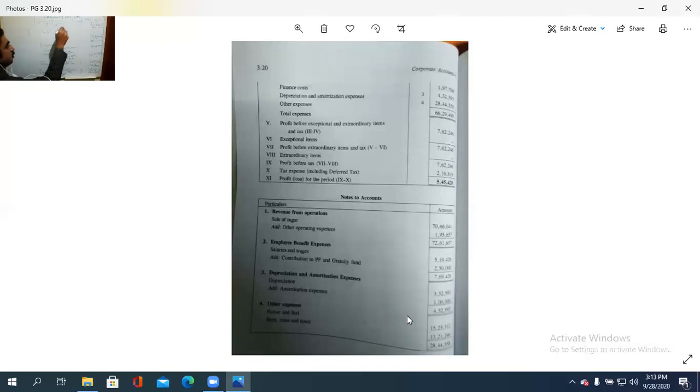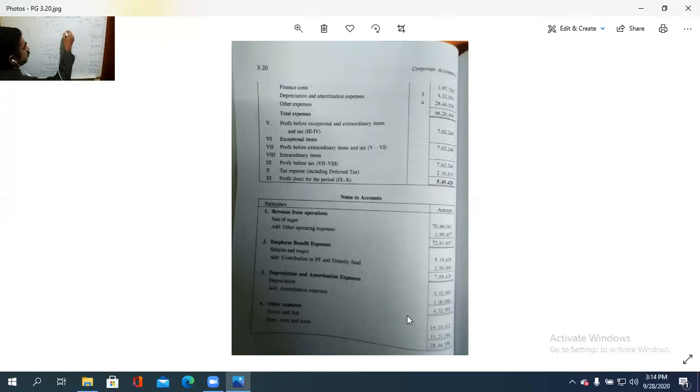Profit before what all things are there? Exceptional and extraordinary items and tax. Exceptional items are there, that is to be deducted. Extraordinary items are there, that also is to be deducted, and the tax also is there, that also is to be deducted. So profit before exceptional and extraordinary items and tax is 73,91,745 minus 66,29,499. The difference is that one.